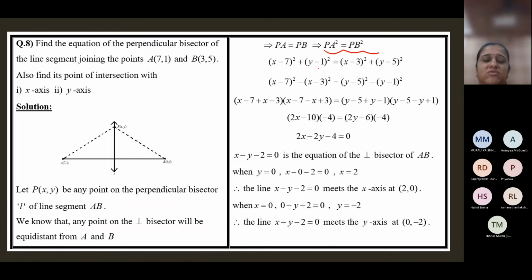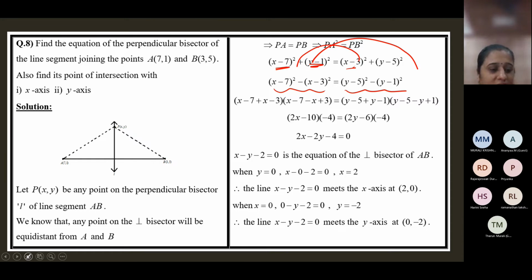Then you know how to write PA squared using the points P and A, and then PB squared using the points P and B. Subtract the x coordinate, square it, plus subtract the y coordinate, square it. That's it. So I normally work it like this. There's x here, so this x I'll bring to the LHS, and this is y, so I'll take this y to the RHS. So it becomes a difference of 2 squares.